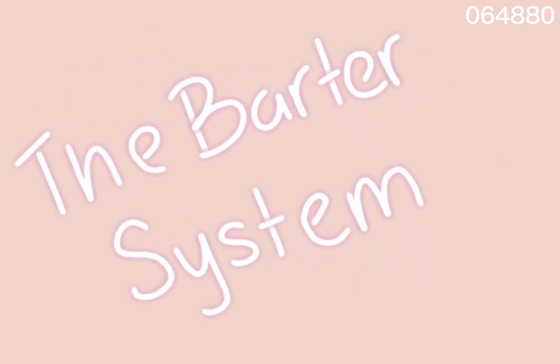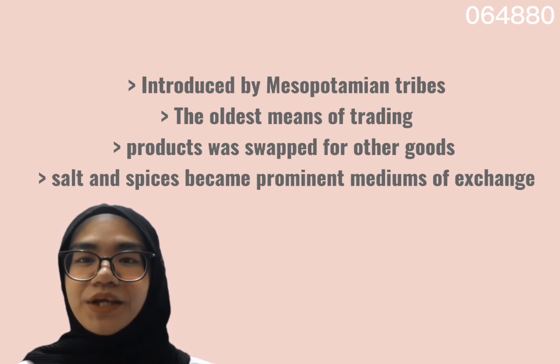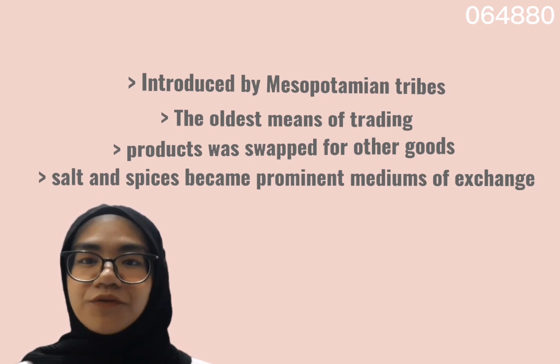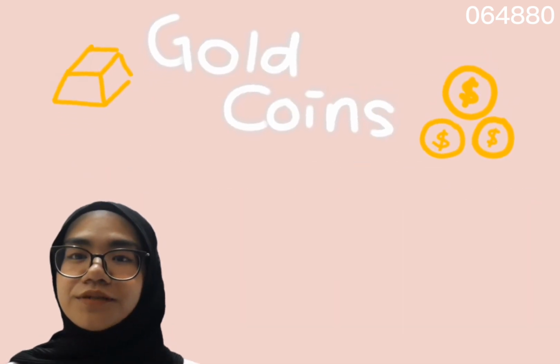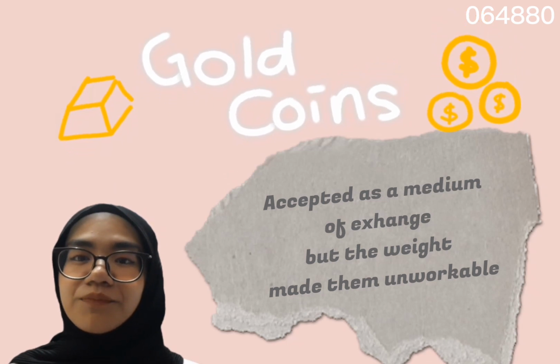The barter system, which was introduced by Mesopotamian tribes, is the oldest means of trading. Products were swapped for other goods under the barter system. After that, the system evolved and commodities such as salt and spices became prominent mediums of exchange. Gold coins became generally accepted as a medium of exchange, but their weight made them unworkable.